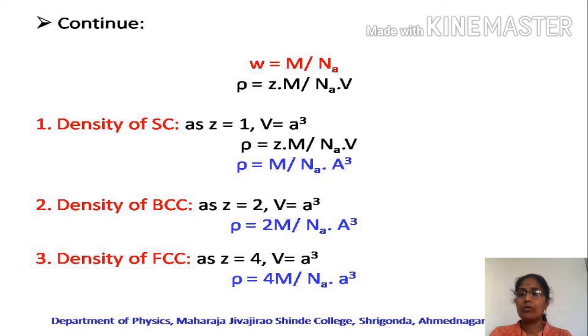We have got a common formula, rho is equal to Z into M upon Na into a cube. That is number of atoms per unit cell multiplied by molecular weight of substance divided by Na, the Avogadro's constant, into a cube, that is volume of unit cell. And by substituting Z value as 1, 2 and 4 respectively for SC, BCC and FCC, we have obtained the formula for SC, BCC and FCC.